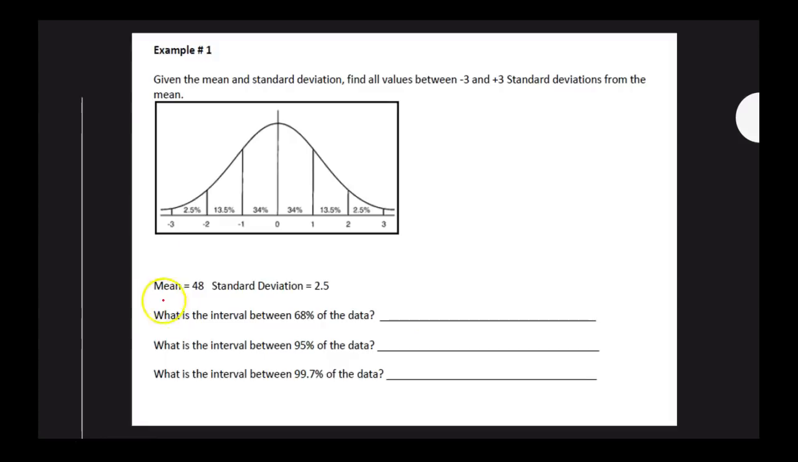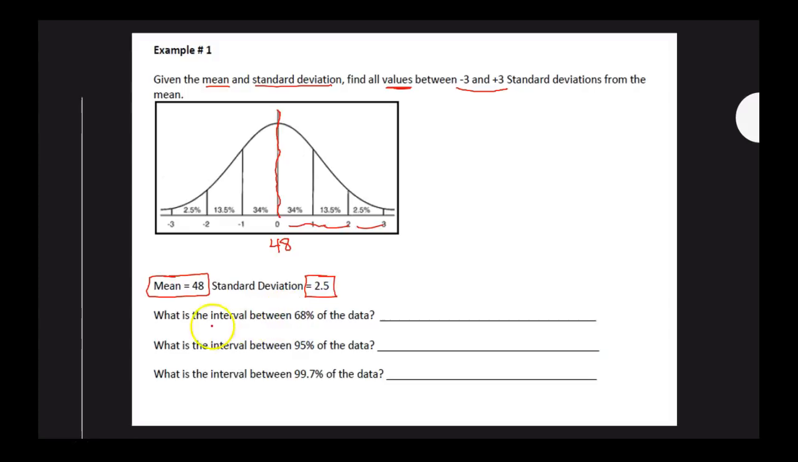So given the mean and standard deviation, we're going to find all of the values between minus and plus 3 standard deviations from the mean. On this problem, they're telling us the mean is 48. So we know the number right here in the middle at 0 standard deviations is 48. These numbers, 0, 1, 2, 3, are measuring the number of standard deviations. The mean is 48. The standard deviation is going to be 2.5.